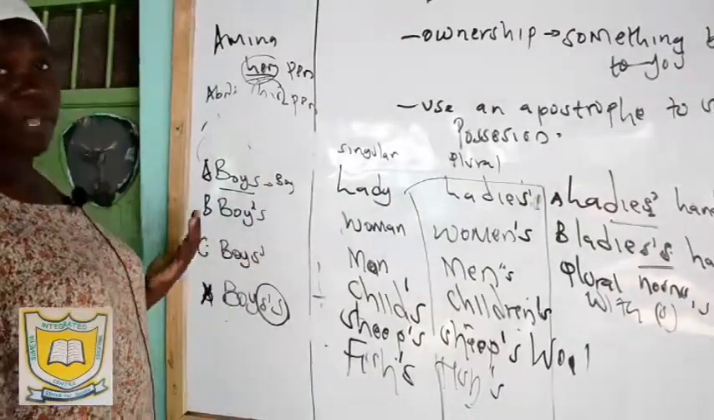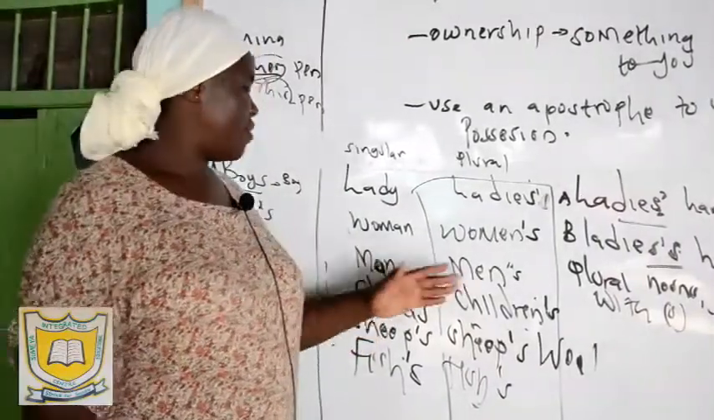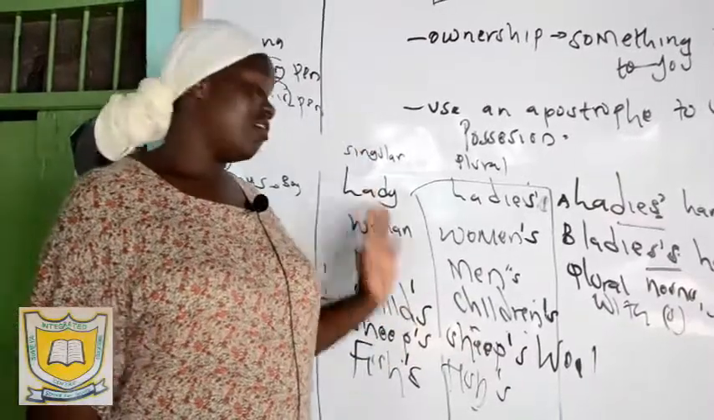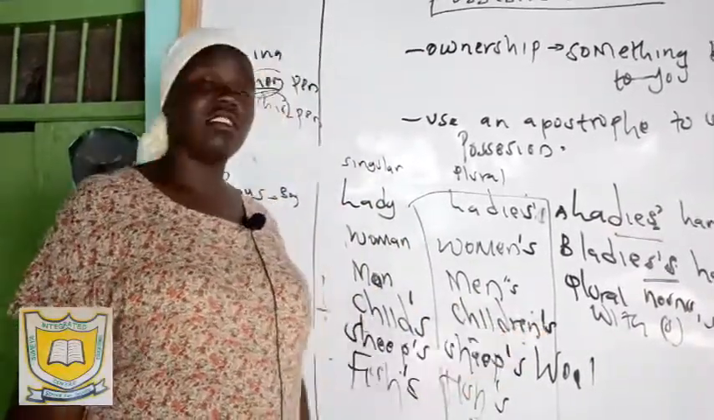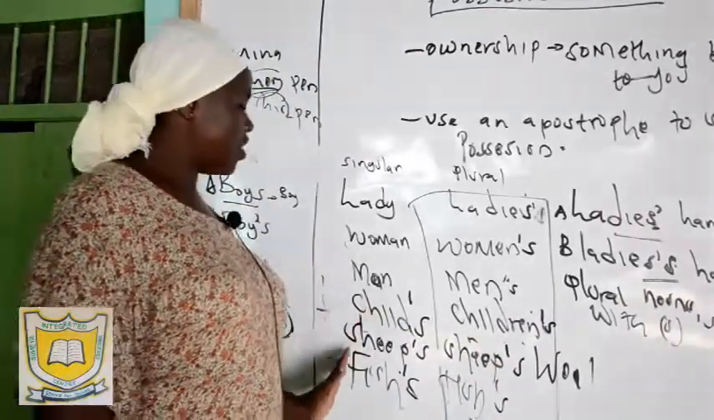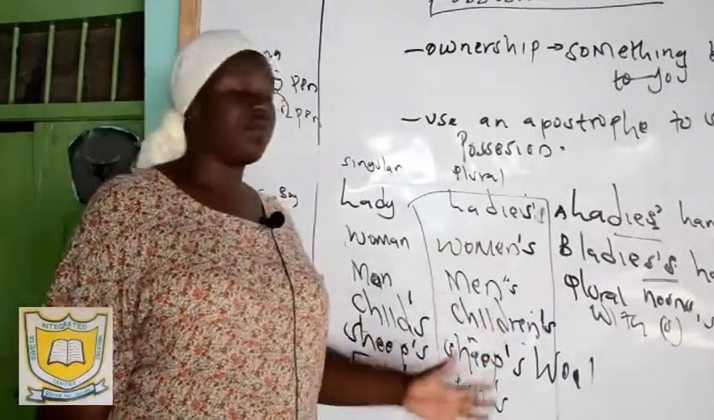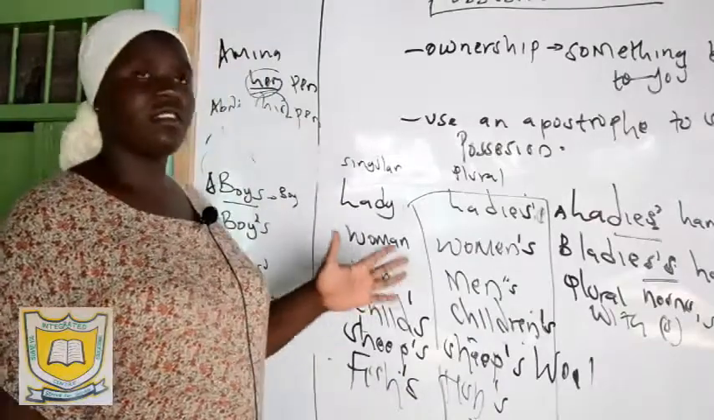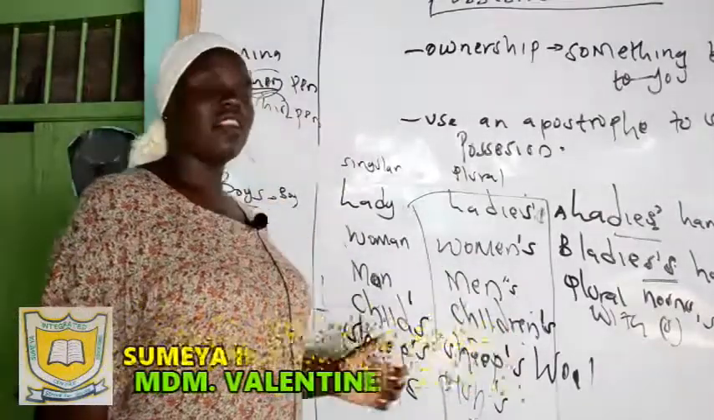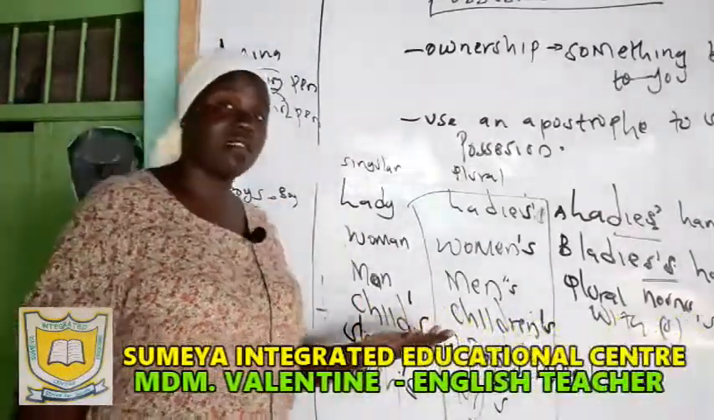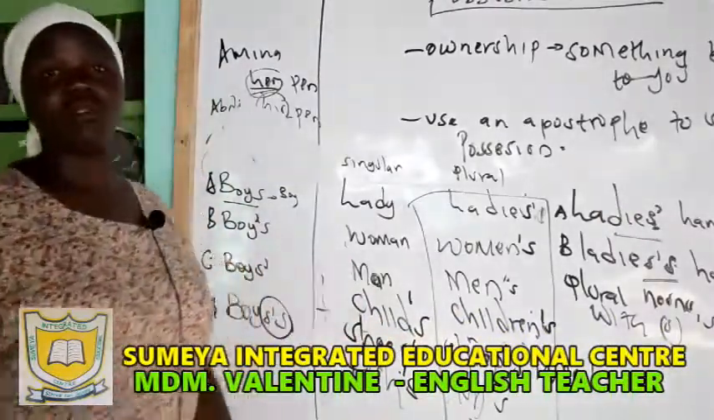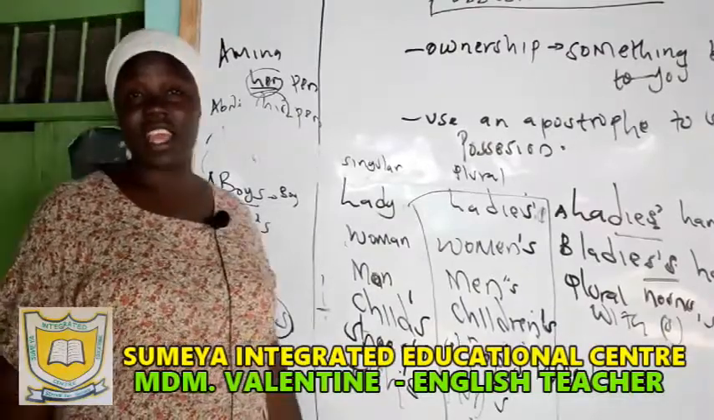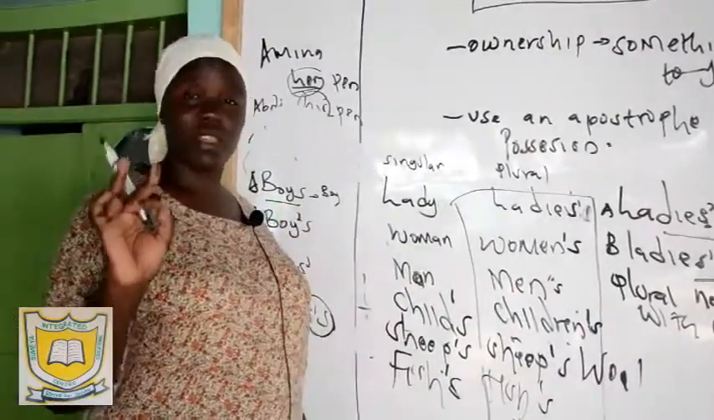To irregular nouns. So you have man, men, child, children, children's, like you're showing possession, children's ball. You have sheep's hair, sheep's wool. You have fish's fins. The singular looks the same way as the plural in possession. But the rule does not apply to what? Those plural nouns that end with an S.